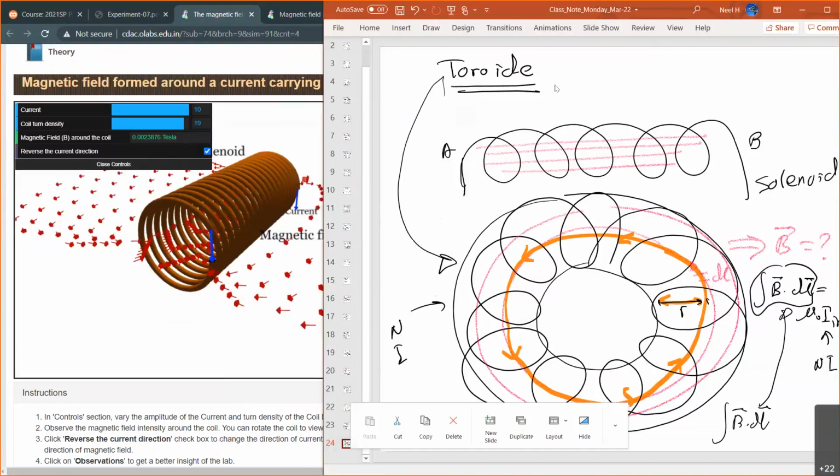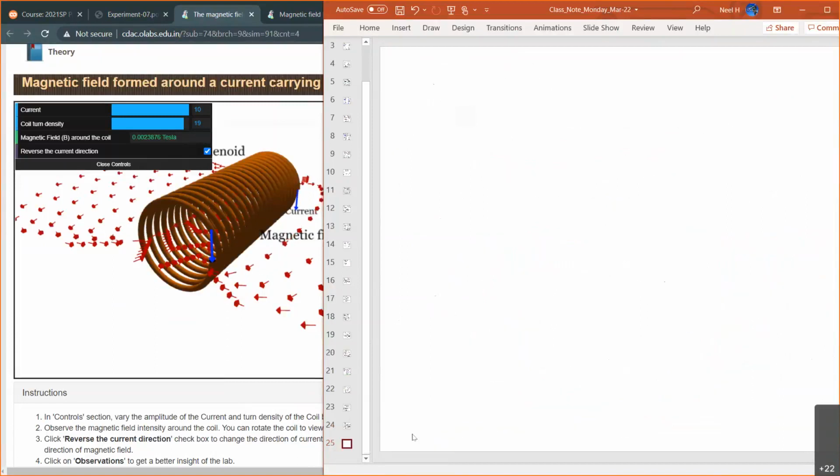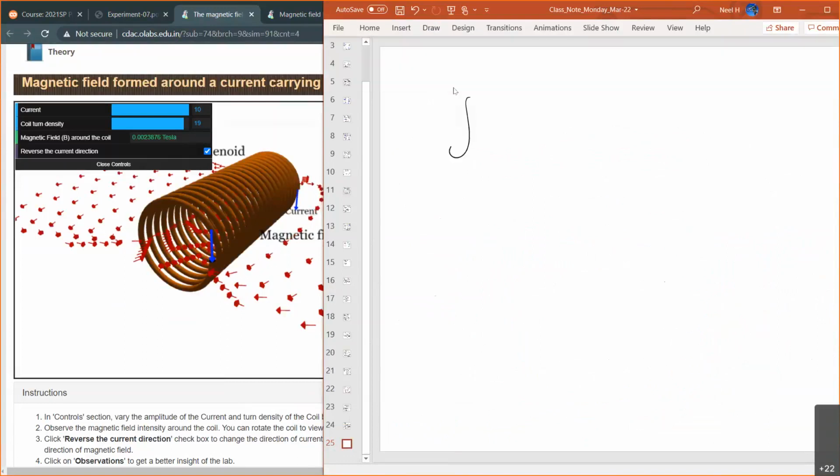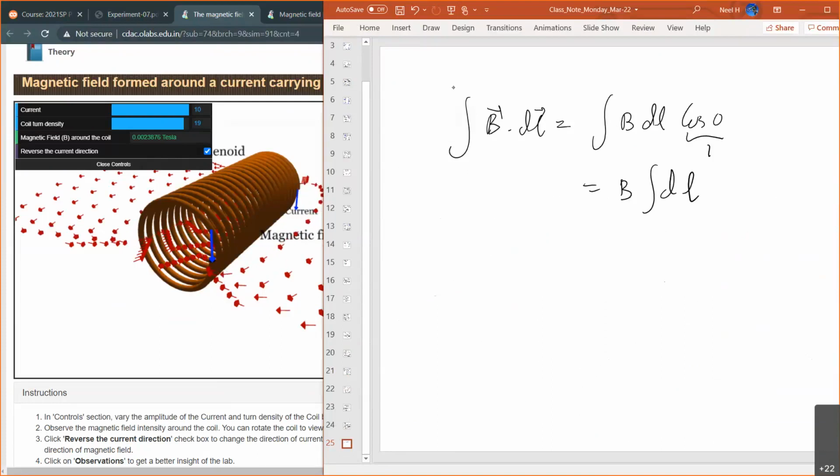So if you look at that equation, we have integral B dot dl. So integral B magnitude, dl magnitude, cosine of the angle between them is 0, cosine 0 is 1. B is constant throughout the Ampere loop. I can take it out. Then I'm ending up with integral dl.